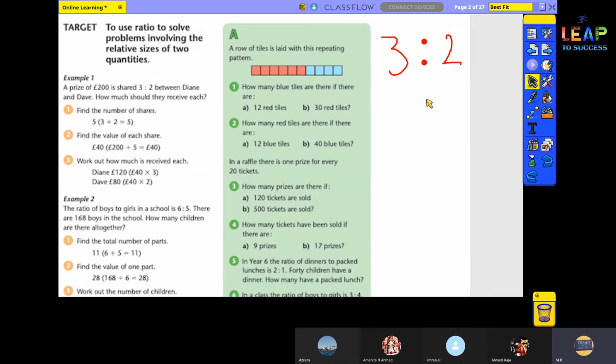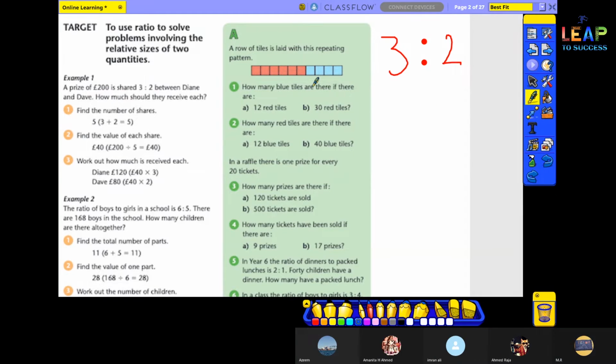Today we're looking at ratio, and the very first example says a prize of £200 is shared in the ratio of 3 to 2. Now the symbol for ratio is what we see here. This is the form in which you write it, and it gives it in the correct order. So it's saying in the ratio of 3 to 2. And then it says it's shared between Diane and Dave.